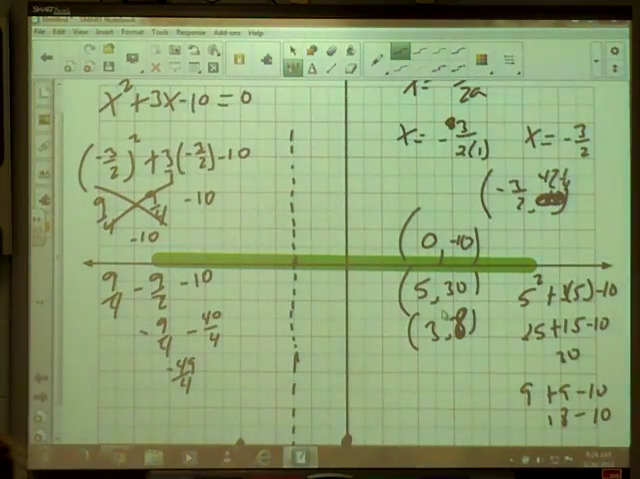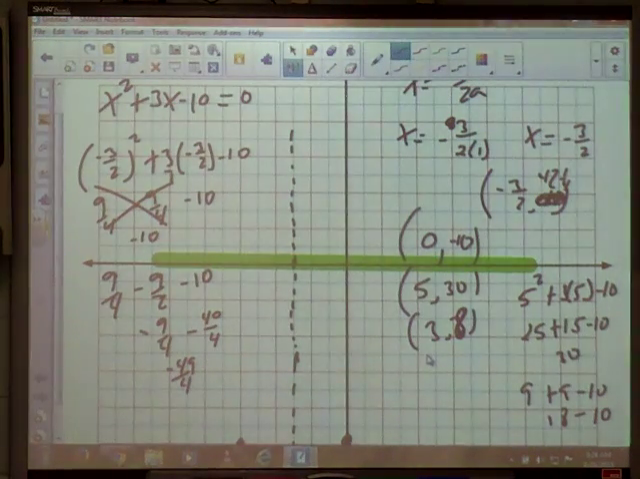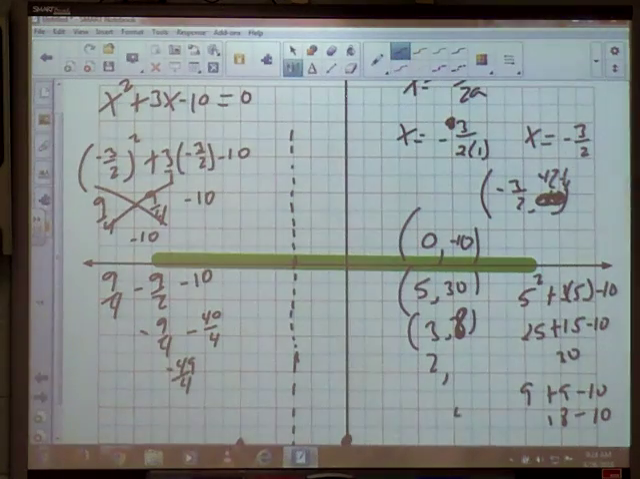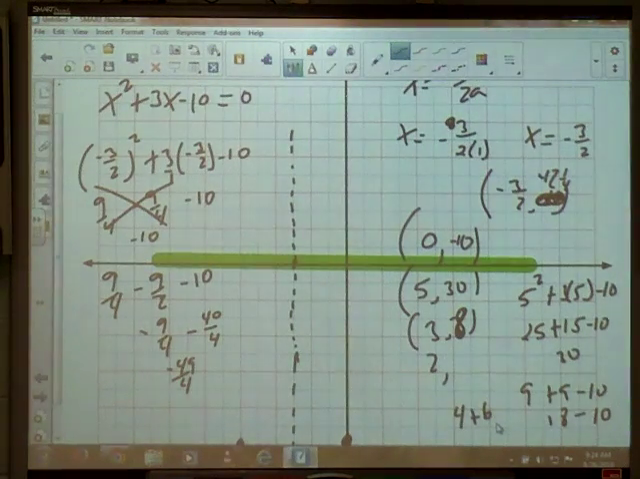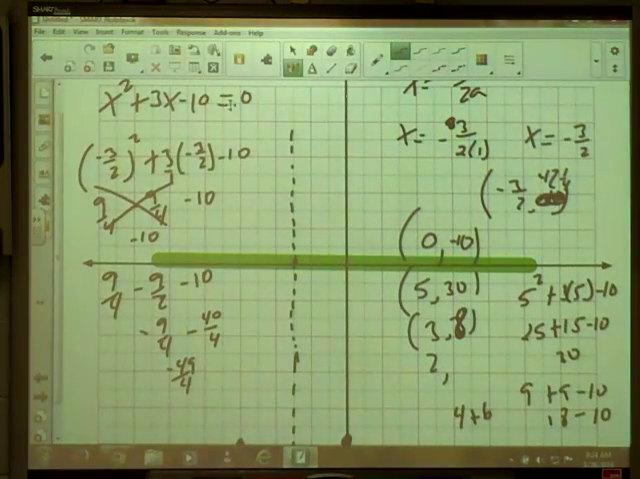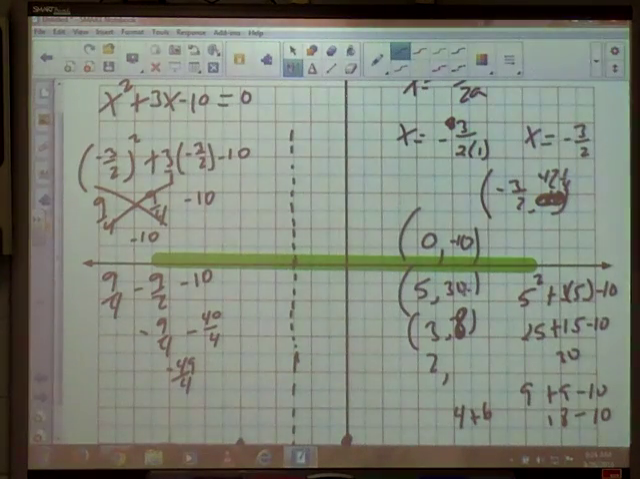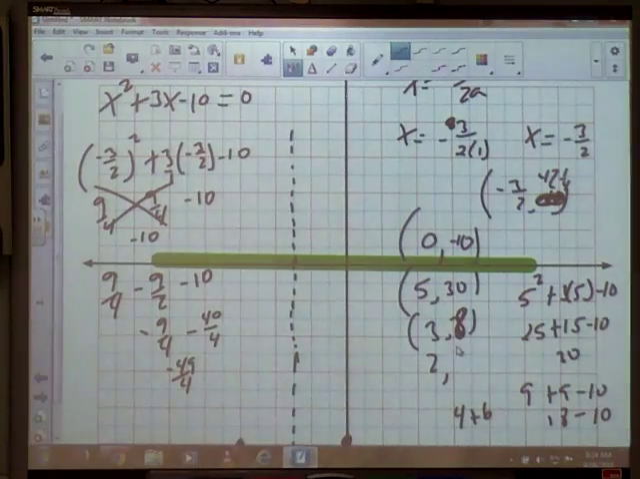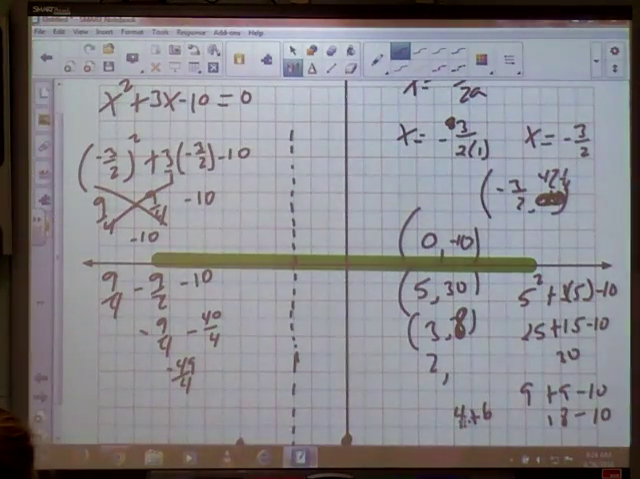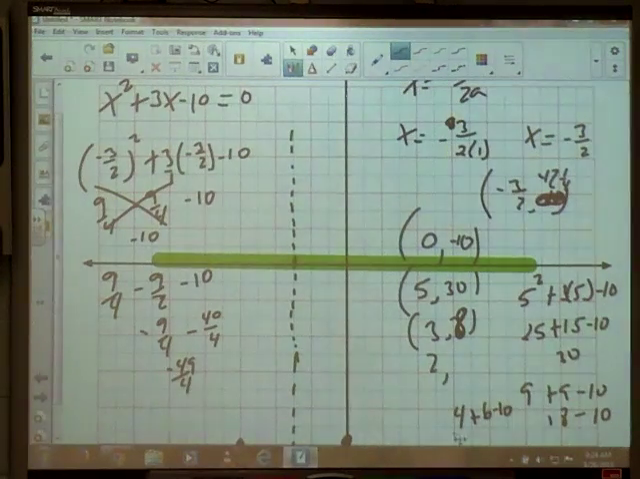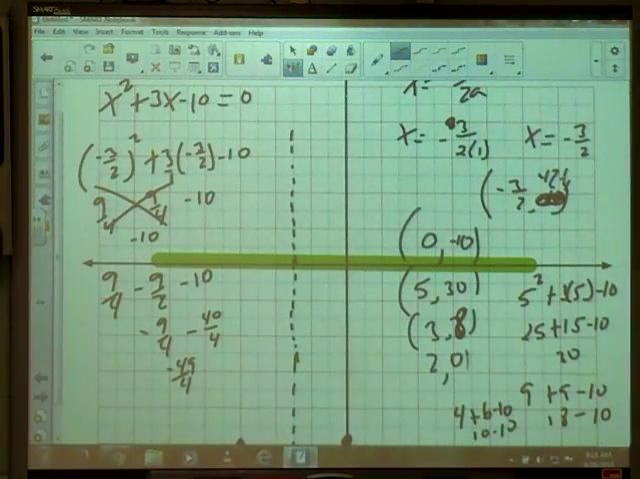So somewhere between 0 and 3, it's going to cross the x-axis. Courtney said 2 a second ago. Plugging in x's, trying to find where it's going to cross the x-axis. So I plugged in a 0 to the equation, and I got negative 10. I plugged a 5 in, and I got 30. I'm looking for a y of 0. I plugged a 3 in and got 8, so I'm getting closer. I plugged a 2 in. 2 squared is 4. 3 times 2 is 6. Minus 10. 4 plus 6 is 10. Minus 10 is 0. So there's going to be a 0 over 2 and up 0.